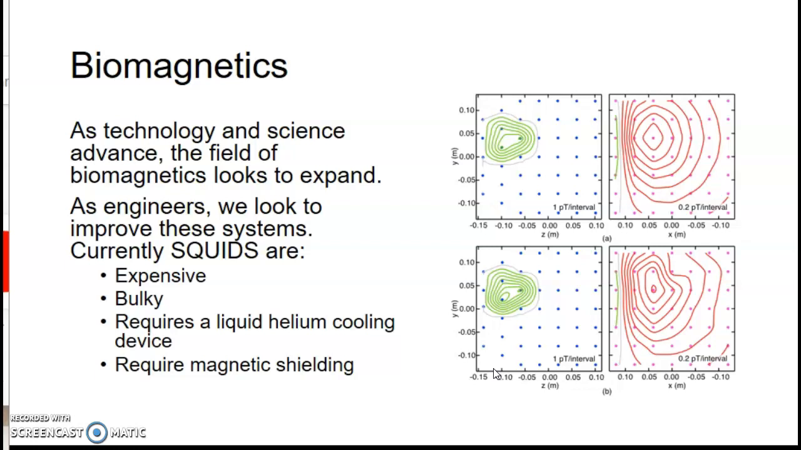And here we can compare the results of some SQUID versus RT sensor measurements. As you can see, one is more finely tuned than the other. Here we have the RT sensors, and here we have the SQUID measurements. So again, it's an evolving science, and again, us as engineers, we may have something to look forward to in the future where we can apply our knowledge of biophysics.